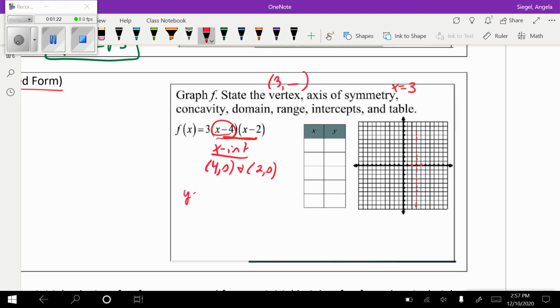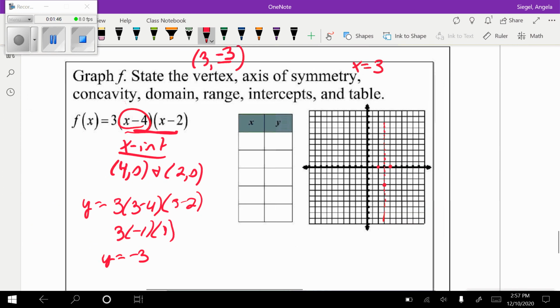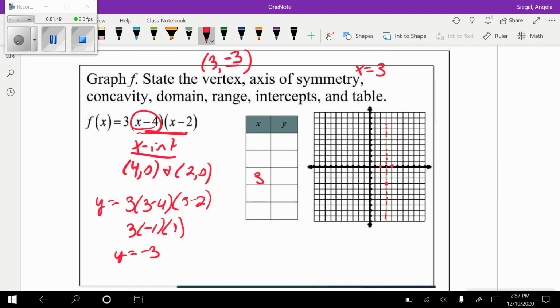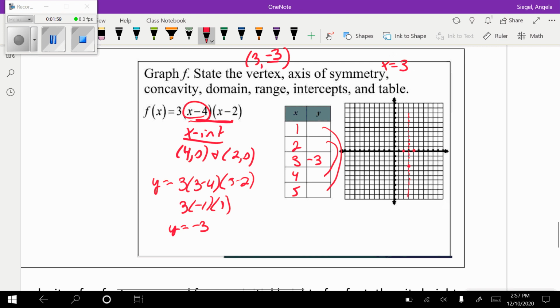So I'm going to plug in 3 and see what happens. Anywhere I see an x, I'm going to plug in 3. So I have 3 times -1, times +1. So I know that my y equals -3. So 3, -3 is going to be my vertex. So I'm going to put that in the middle and fill out my x values, and then I'm going to find my y values. Remember, you only have to find 2 of the 4. The rest will pair up.